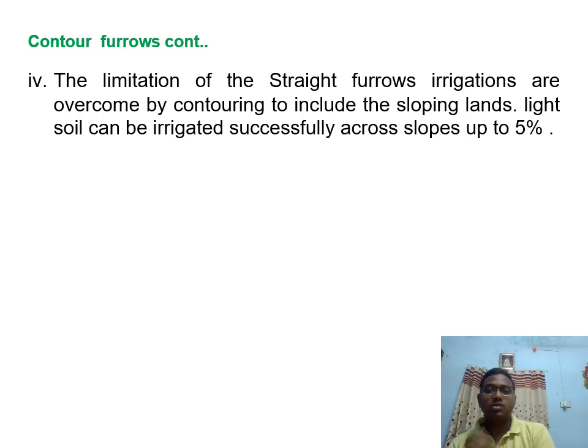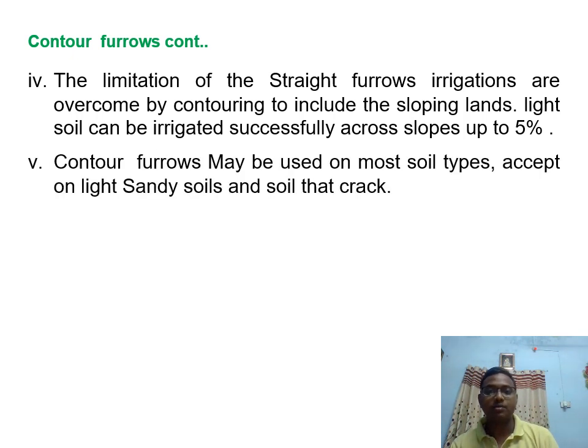Contouring, including on sloping lands, the light soil can be irrigated successfully across the slope up to 5%. Contour furrow may be used on most soil types except light sandy soils and soils that crack. Due to the cracks, the water will infiltrate more, and it will be a problem for a uniform depth of irrigation.